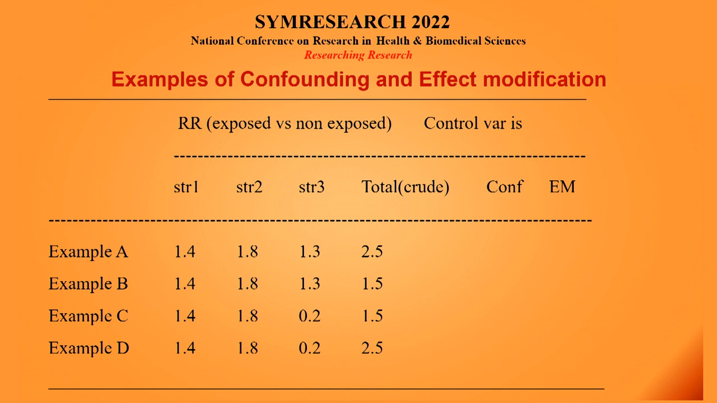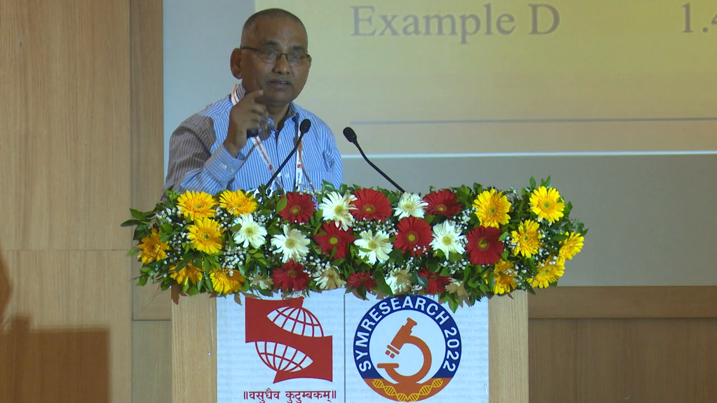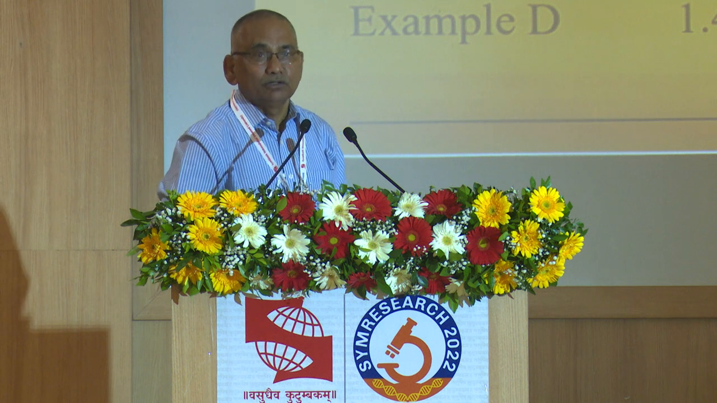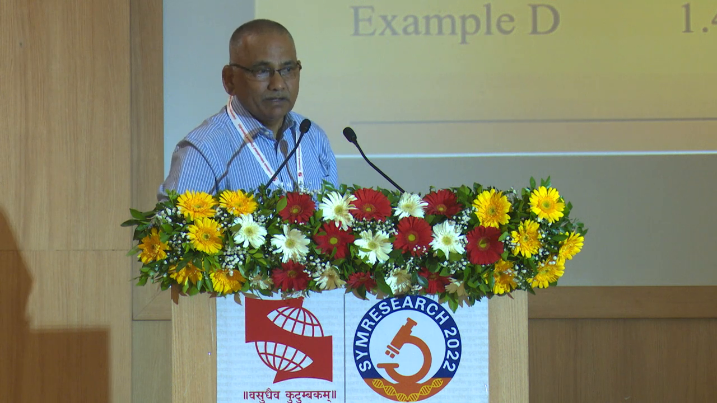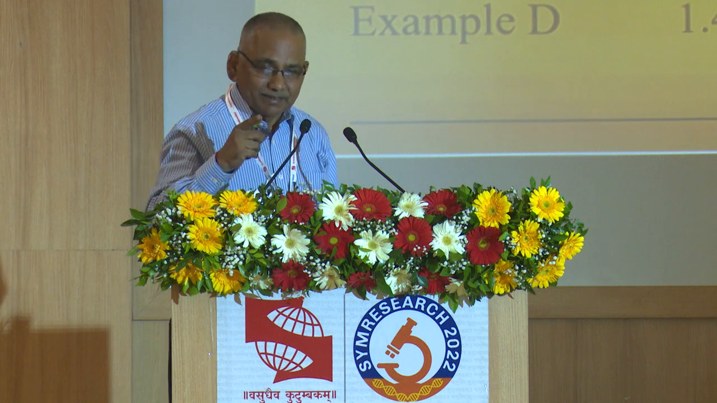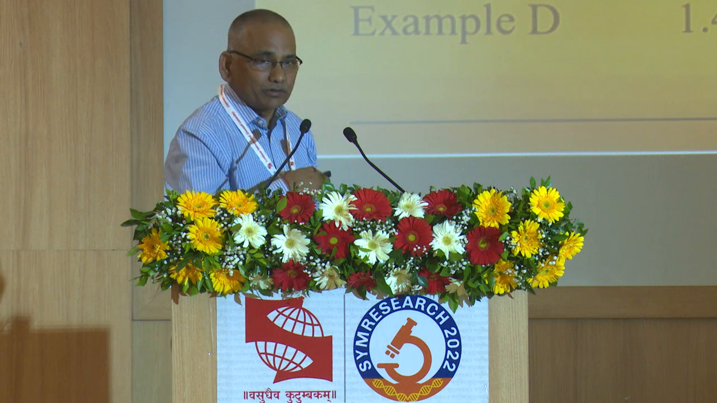So to identify whether my third factor is a confounder or effect modifier, you need to look at the strength of the relationship in each stratum of the third factor, or the nuisance factor, right? And then see whether I should say confounder or effect modifier. So that's what it is.